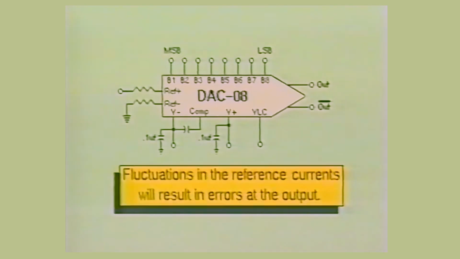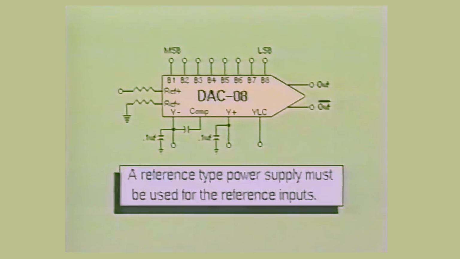It is necessary to keep the reference current as precise as possible, since the output current is directly proportional to the reference input current values. Fluctuations of the input currents will result in errors at the output. Since the reference currents are so critical, it is necessary to use only a reference-type power supply source. The negative or positive power supply voltages should never be used as the reference source.